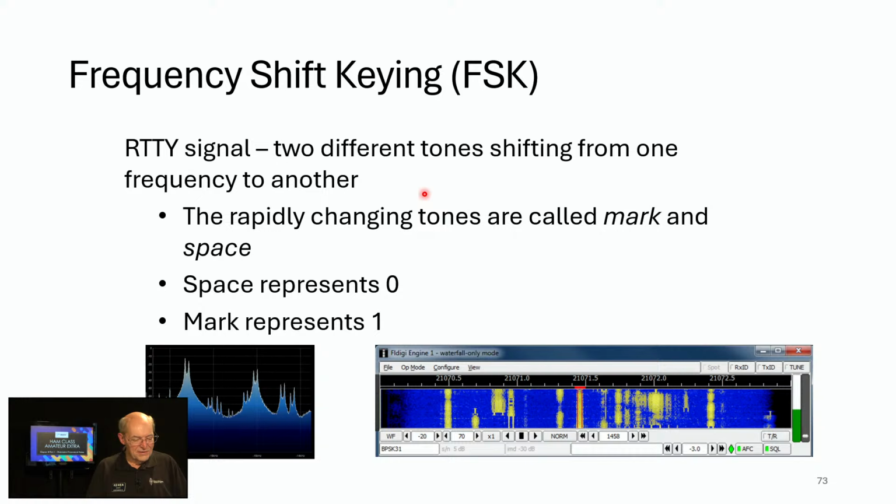So the concept is we've got two different tones shifting from one frequency to another. The rapidly changing tones are called mark and space. We referred to those terms before. Space represents 0, mark represents 1. So here we're seeing it in another context, and here's a spectrum, another display, a waterfall display. And the difference between these is typically 170 hertz. The mark and space tones are 2125, 2295, so fairly high frequency tones. And then there's software programs that will generate these, encode them and decode them.